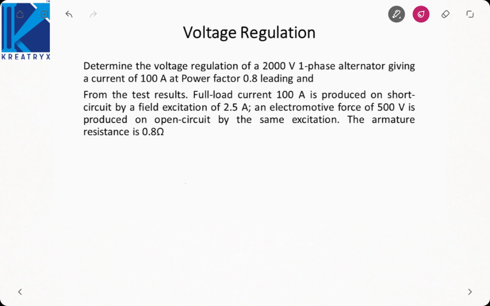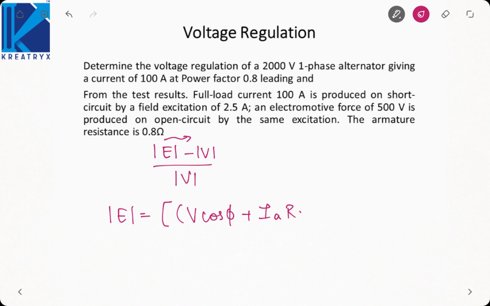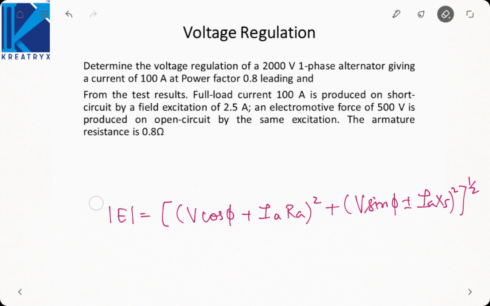So what should we do to find the voltage regulation? Find the magnitude of EMF minus mod V, by mod V. This I told you in the previous video. For mod E, you can use the direct equation. What was that? Under root, (V cos phi plus IA RA) whole square plus (V sin phi plus or minus IA XS) square. Plus was for lagging and minus was for leading. Is it fine? So that is how you can calculate the magnitude of EMF.